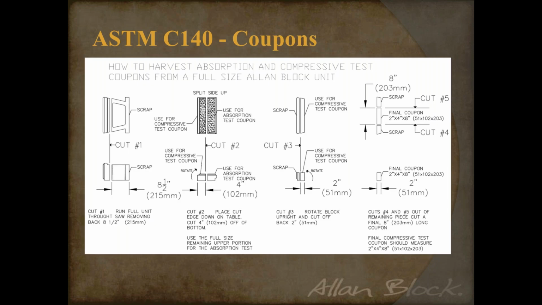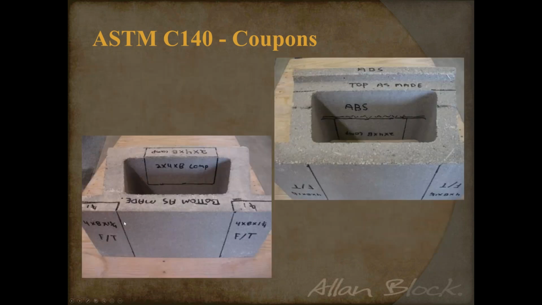Allen Block provides a template on how to cut our block, and we give this to our producers, of course, and to the testing labs. And there's even an ASTM for actually saw cutting block. So they produce the coupons as needed right there at the labs. And this is just an AB Classic that's been marked up from where the coupons will be taken.